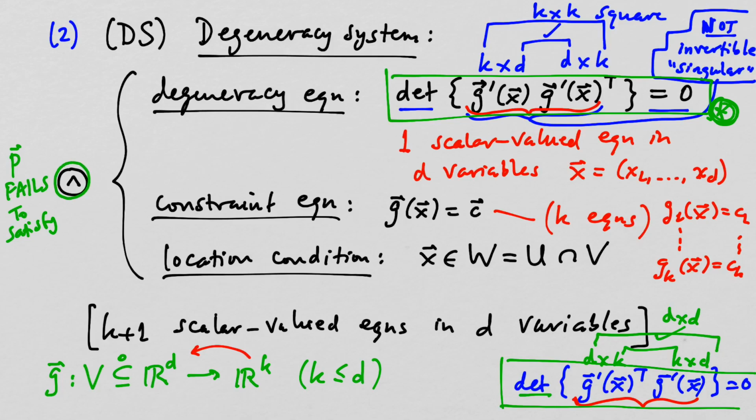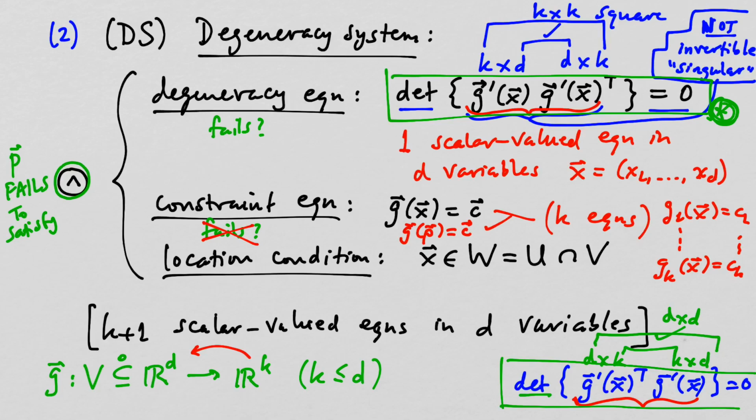Maybe it fails to satisfy this, but maybe it fails to satisfy this. Maybe the reason it fails the conjunction of the 3 is because the second condition is false. Okay, but that's not true. We can see that that's impossible, because we do know that G of P is equal to C. G of P is definitely equal to C. So the constraint equation is not the one that fails.